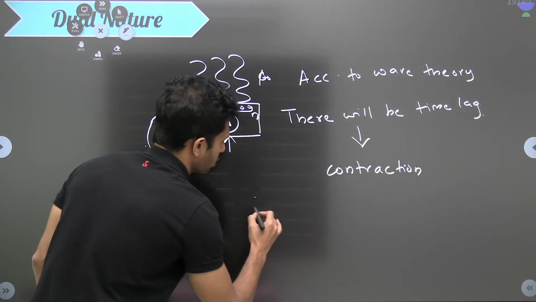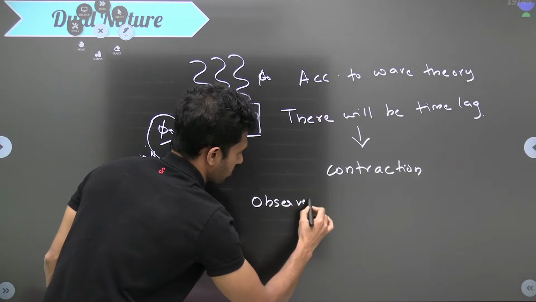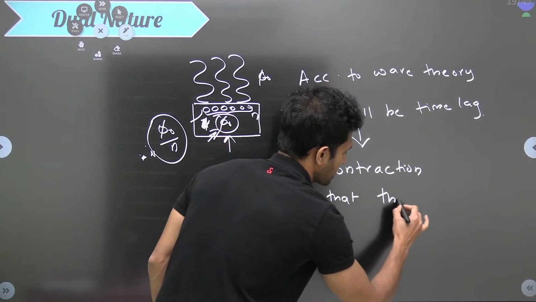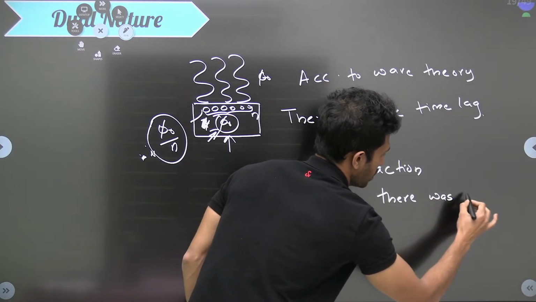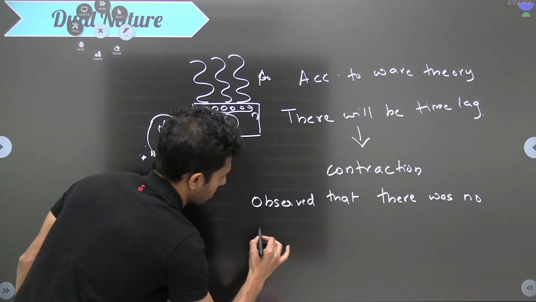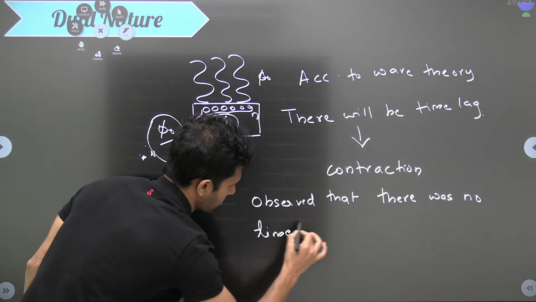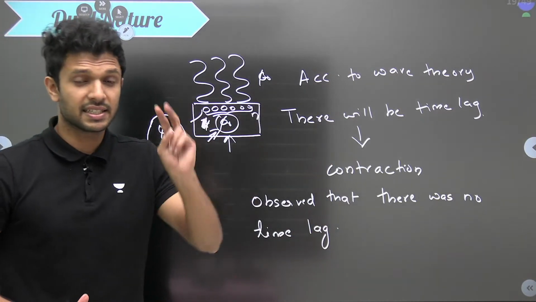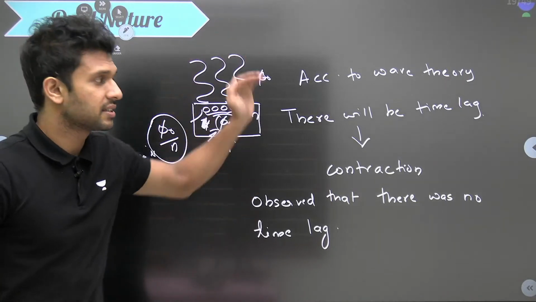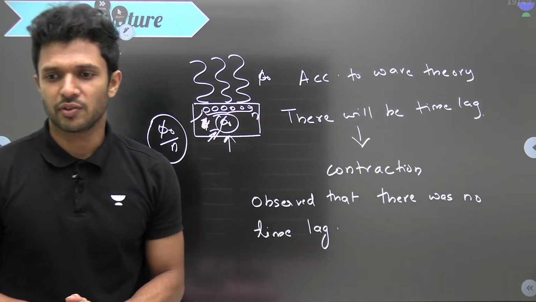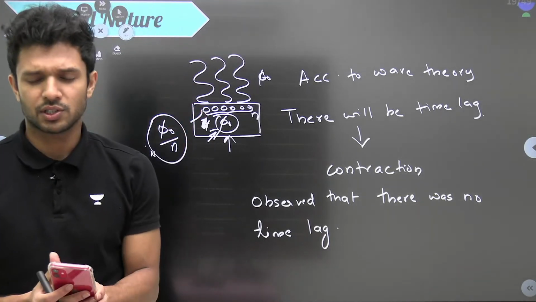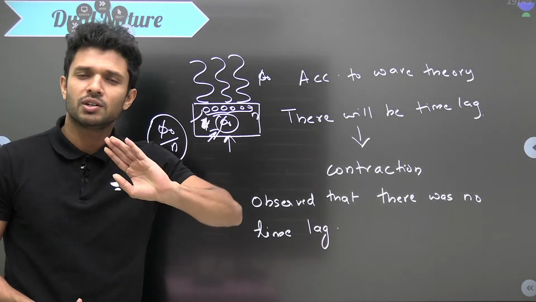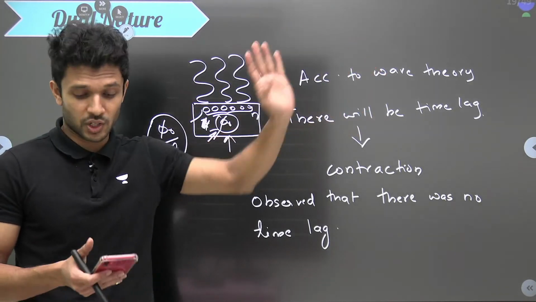Why? Because it was observed that there was no time lag for photoelectrons to get emitted. This is the second contradictory statement coming with wave theory of light. It is very important, children. Very important. I usually say our easy ones, but this is the complete opposite of those. It is very important.